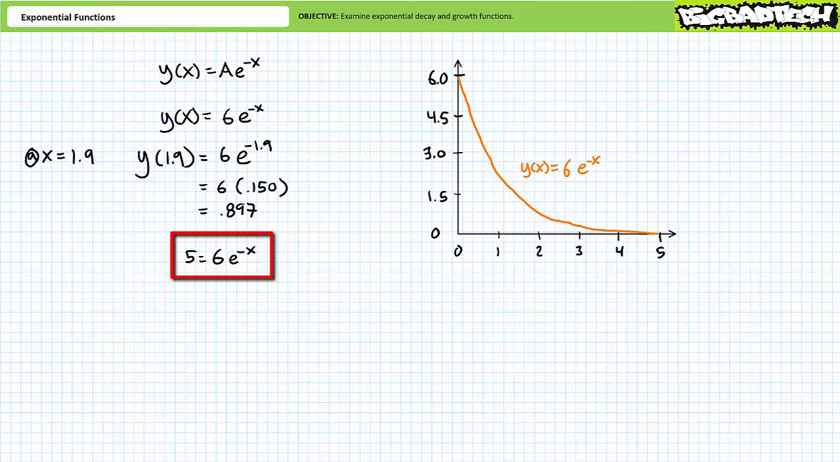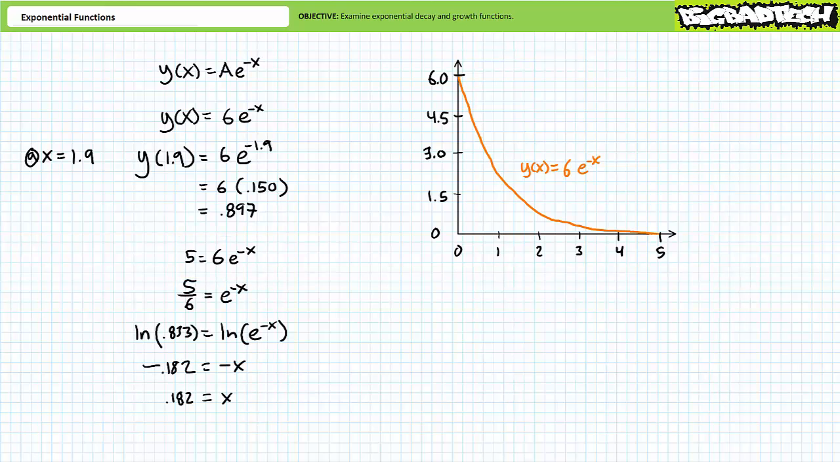We can also solve for unknown x values given known y values. For example, consider the question, at what x value does 6 times e to the negative x equal 5? Answering this question necessitates we isolate the exponential function on one side of the equal sign by dividing both sides by 6. 6 cancels out, and we're left with 5/6, or 0.833, equals e to the negative x.